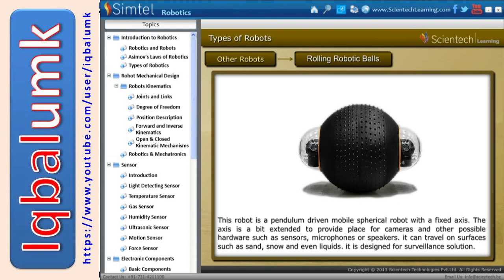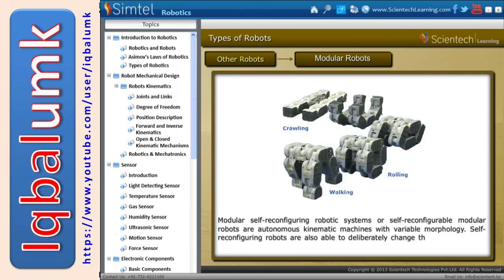Modular self-reconfiguring robotic systems, or self-reconfigurable modular robots, are autonomous kinematic machines with variable morphology. Self-reconfiguring robots are also able to deliberately change their own shape by rearranging the connectivity of their parts.